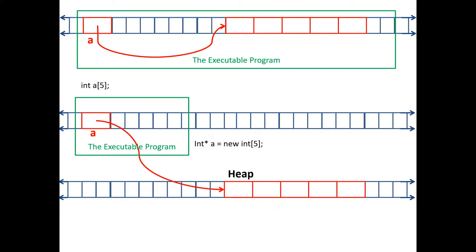This is statically allocated memory, which means it's within your executable. It won't change. This is dynamically allocated, which means you can change it anytime you want. Are we good with this? All right, so now let's do some programming and see how everything is done over here.